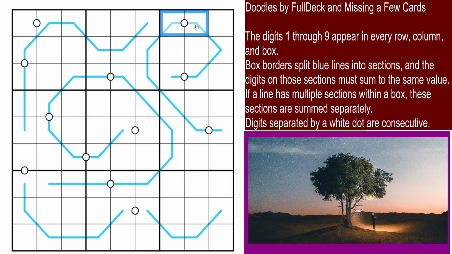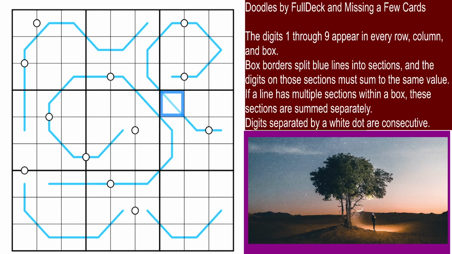So in detail, the rules are: standard Sudoku rules apply. That means the digits 1 through 9 appear in every row, in every column, and in every box, without any repetitions. You have to put 1 to 9 in these. Standard Sudoku rules are done. Sum lines. These are the sum lines. What are these? Box borders, right? So these are the boxes, and these lines are the box borders.